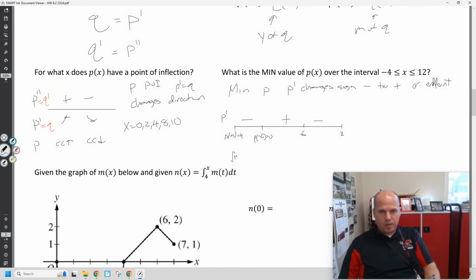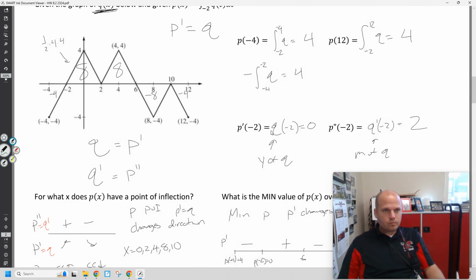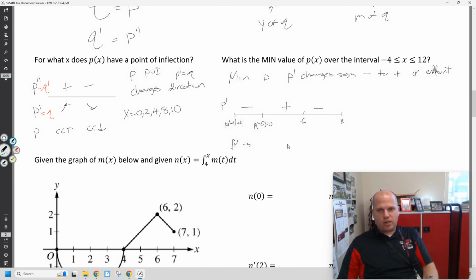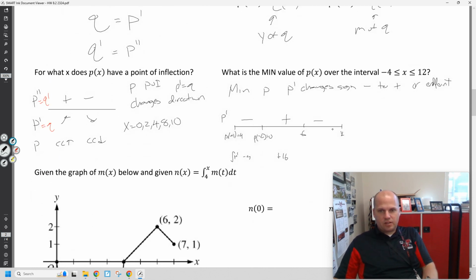My area under P prime from -4 to -2 was -4. Okay, I went from 4, I subtract 4, I get to 0. To get to 6, I'm going to increase 16. That makes sense, like plus 8 plus 8. So P of 6 is going to be 16.